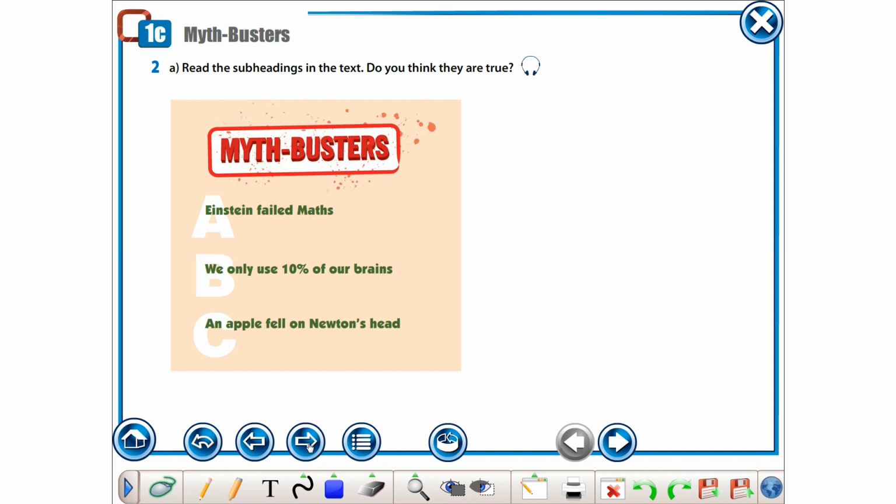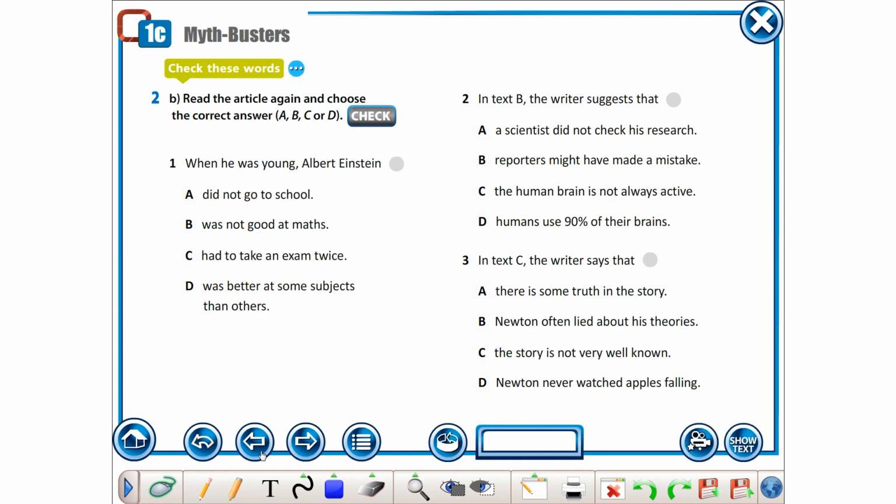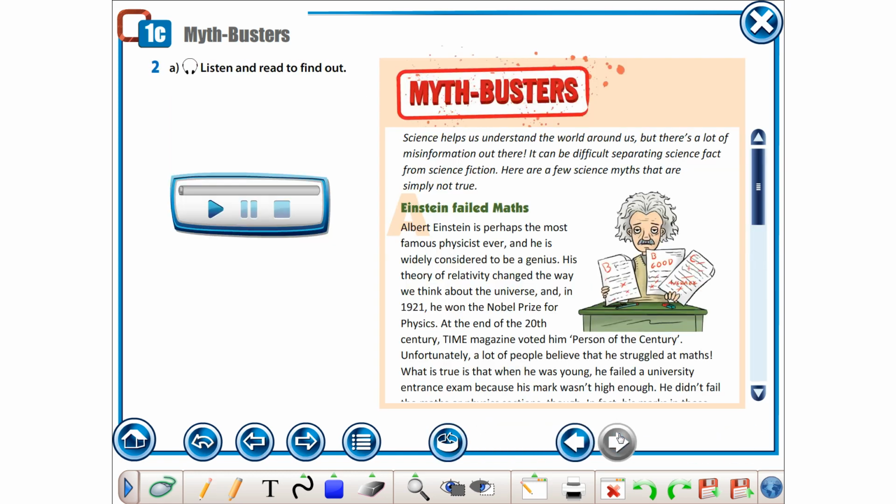Now, please, exercise 2. Read the subheadings A, B, and C. Do you think they are true? Let's listen. I think none of the sentences are true because the title of the text is Mythbusters. What about your prediction? Now please let's work with the text. Listen and read to find out. Please, let's start.